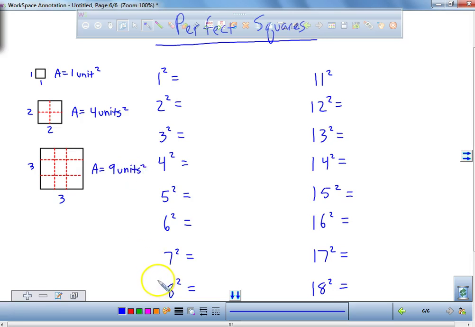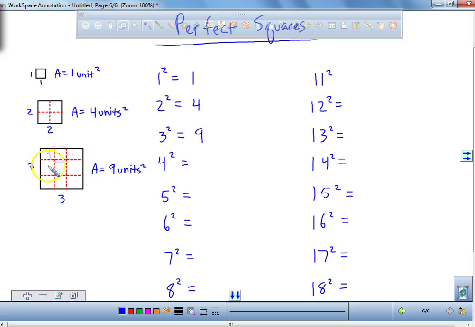By the way, do we in the real world use square units for measurement? Yeah. If you go to Lowe's or any flooring department or paint department, what do they sell everything in? Square feet, square yards, and your square meters. Okay? All right? So, what is 1 squared? 1. What is 2 squared? 4. What is 3 squared? 9.